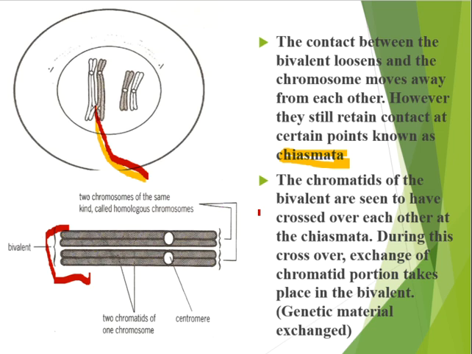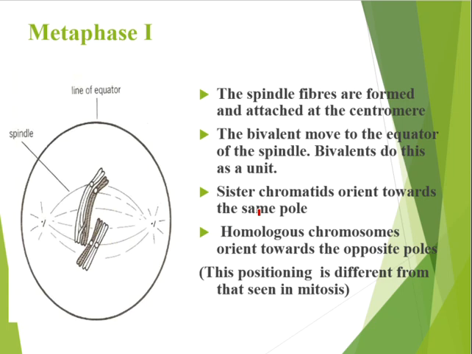Then our next stage is metaphase 1. In metaphase 1, the spindle fibers are fully formed and attached at the centromere. As you can see here, they are fully formed. The bivalent moves to the equator of the spindle, and they do this as a unit. You can see they are still a unit, the bivalent pair. You can see on this other side, they are still a unit.